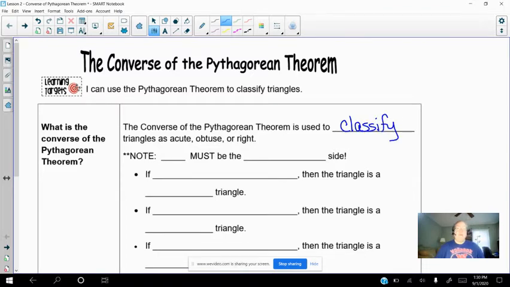In math, classify is a fancy way of saying naming. So we're going to determine if we have an acute triangle, an obtuse triangle, or a right triangle. Remember that C has to be your longest side.